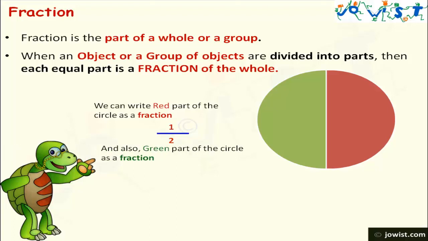We can also write the green part of the circle as a fraction. As two parts of the circle are made, so 2 in the denominator. As the green is one part of the divided circle, so we write 1 in the numerator.